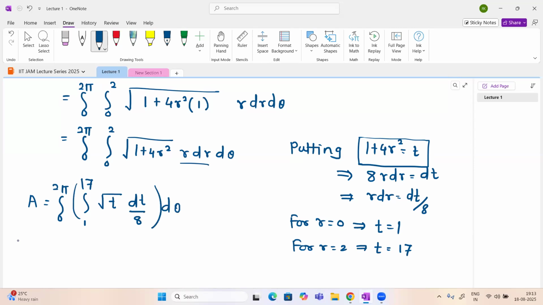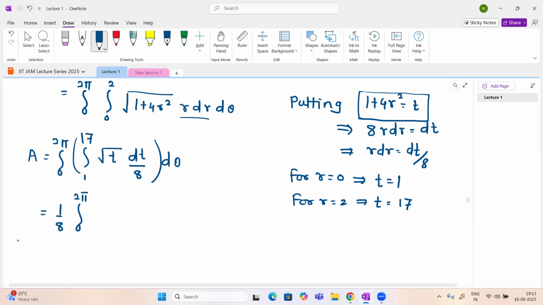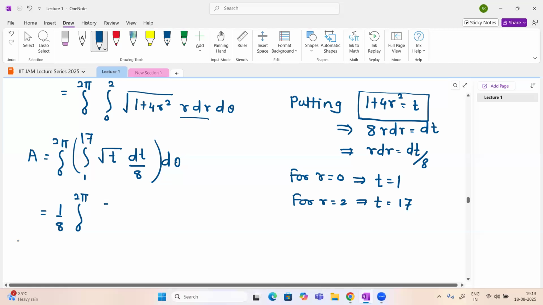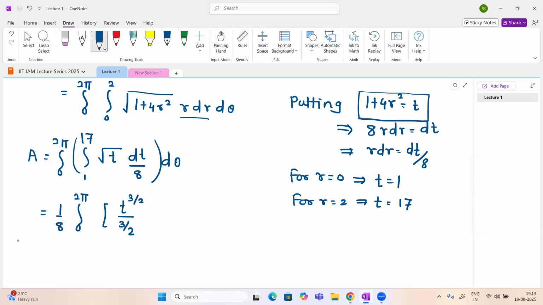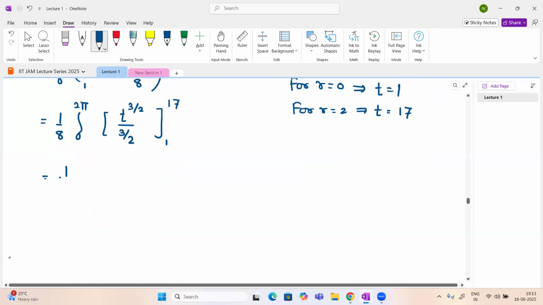Inner integration is with respect to t. 1 by 8 is a constant, outside, 0 to 2 pi. What is the integration of root t? t raised to 3 by 2 divided by 3 by 2, from 1 to 17. So 3 by 2 is a constant again, we can take it outside. 8 into 3 by 2, I will cancel it in the next step. 0 to 2 pi. Let us put the upper limit and lower limit. Tell me what will you get?